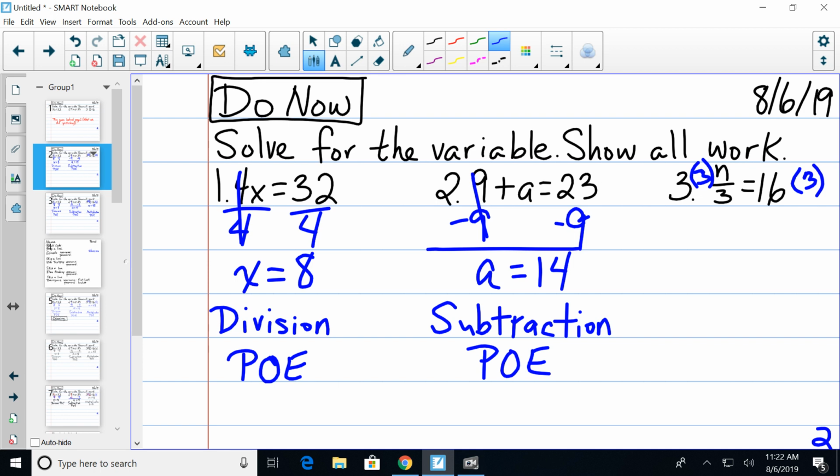All right, what happens on the left? The 3's cancel out. And it leaves us n is equal to, and what does n equal? 48. And the property? Multiplication. Multiplication property of equality.